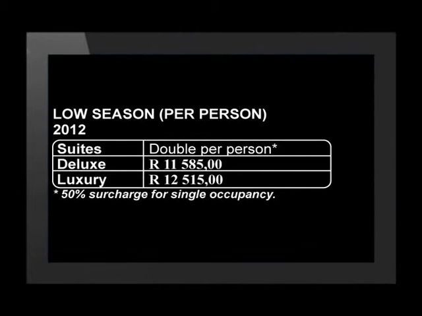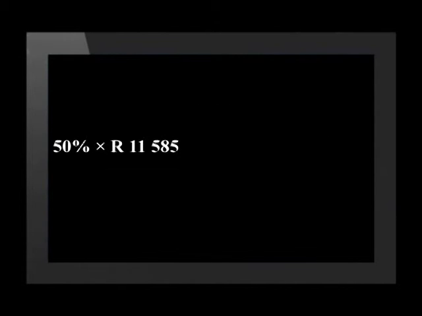Now that we have this information, we can write down the cost for the 5 people as follows. 2 couples sharing is equal to 4 times 11,585 Rand. From the rate table, it states that there is a 50% surcharge for single occupancy. This means that as a single person, you pay an extra 50% of the price for occupying a double bed compartment. This amount will be calculated as follows.